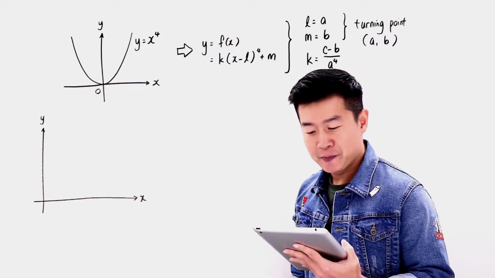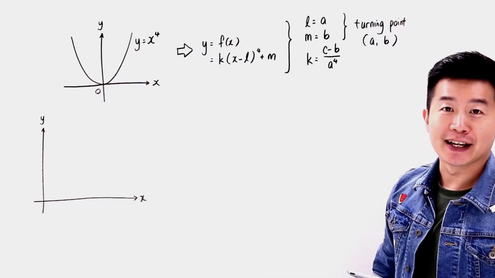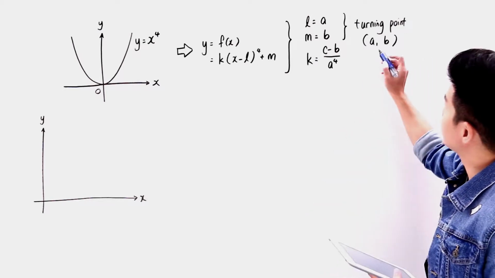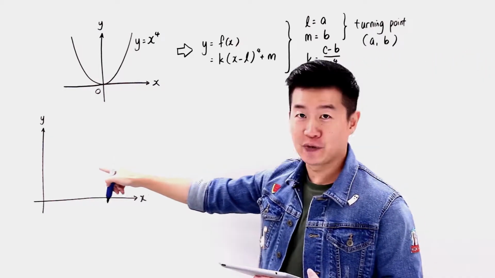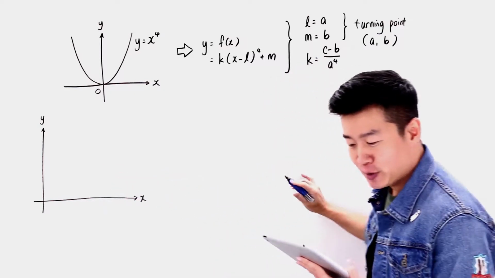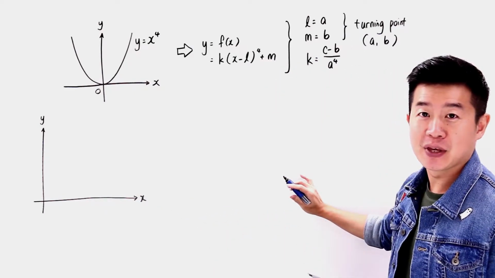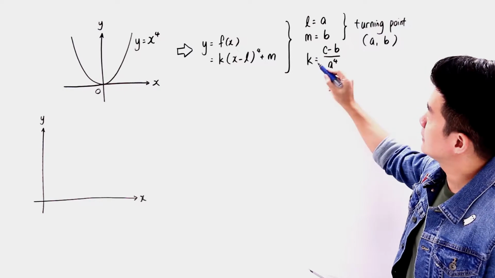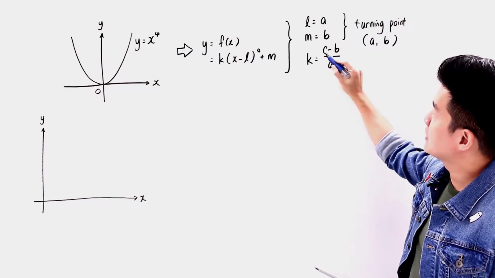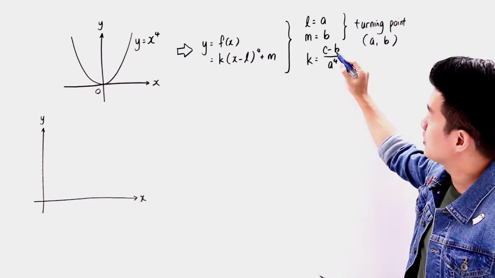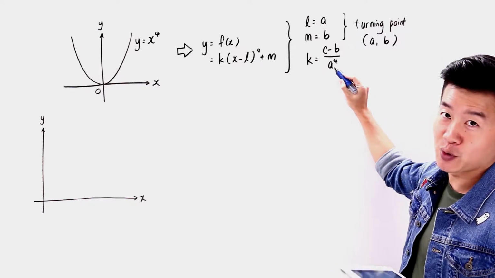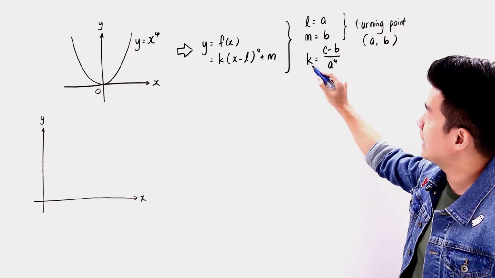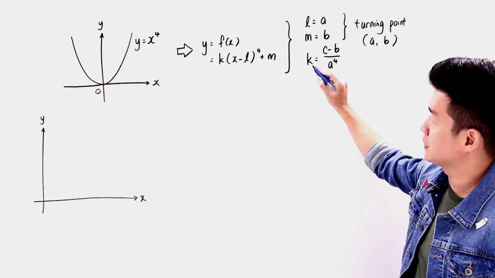According to this question, A, B, C are all positive, which means that the turning point, which has coordinates A, B, is going to be in the first quadrant. And according to the question, C is bigger than B. So if C is bigger than B, that means the numerator of K is always going to be positive, and the denominator, which is A to the power of 4, will also always be positive, which means that K is also always going to be positive.